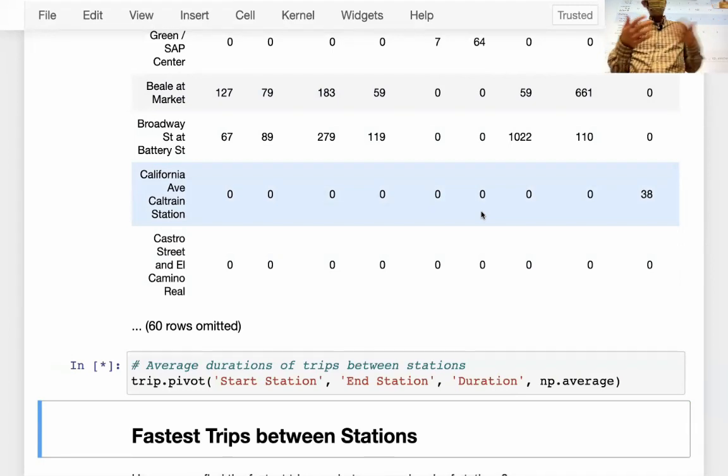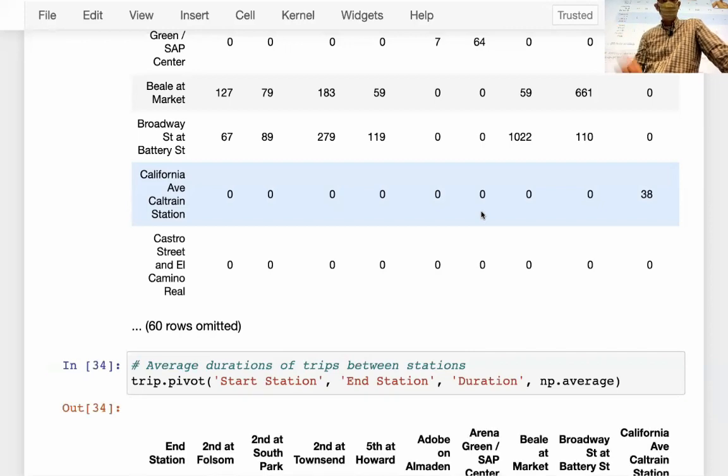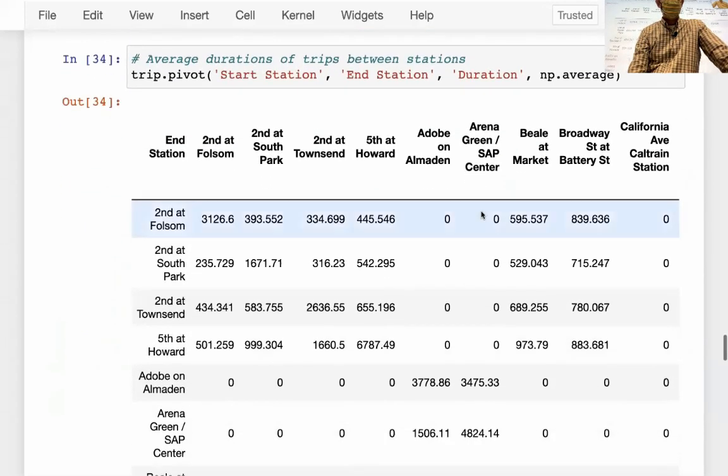What's interesting about the average duration is it might tell you something about how far apart these things are. So getting from 2nd and Folsom to South Park takes less time on average than getting to Townsend or getting to 5th and Howard.